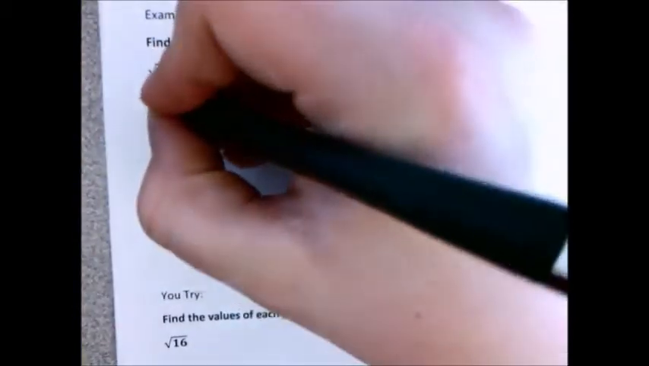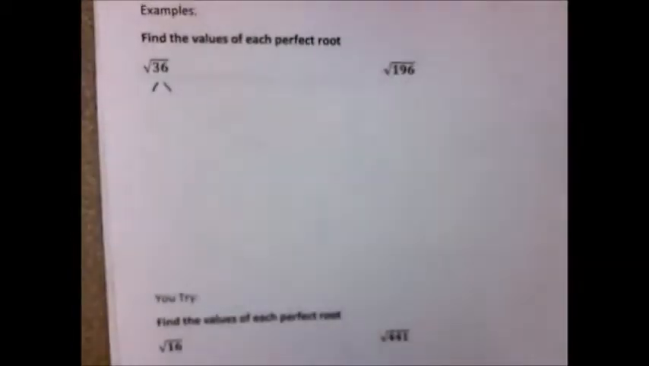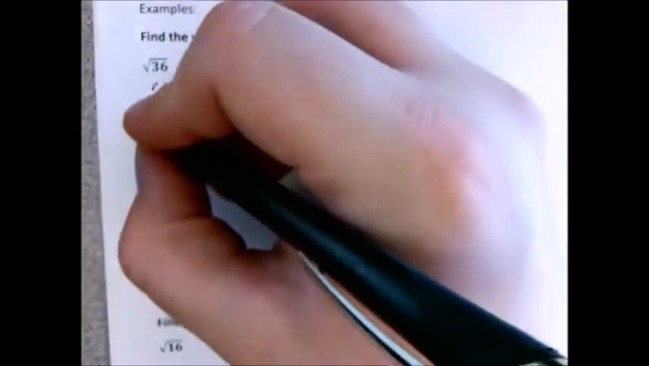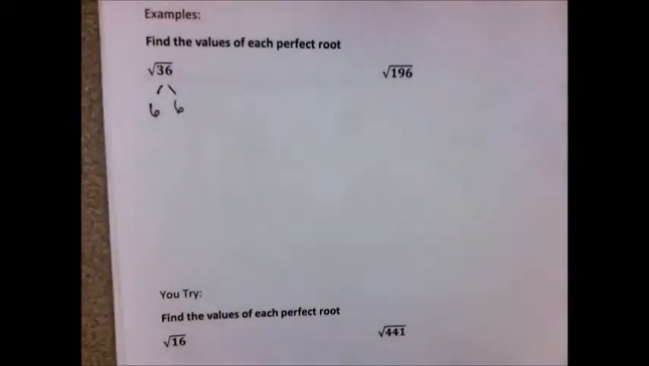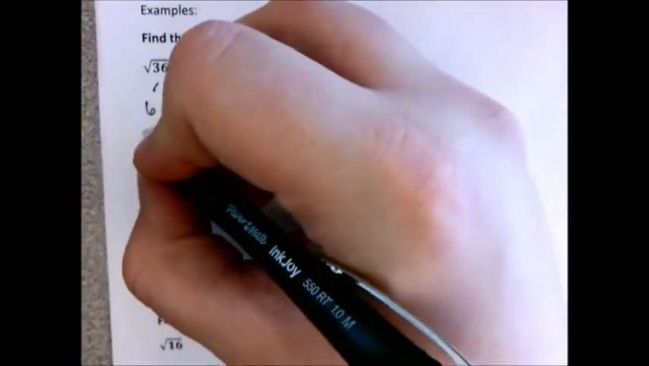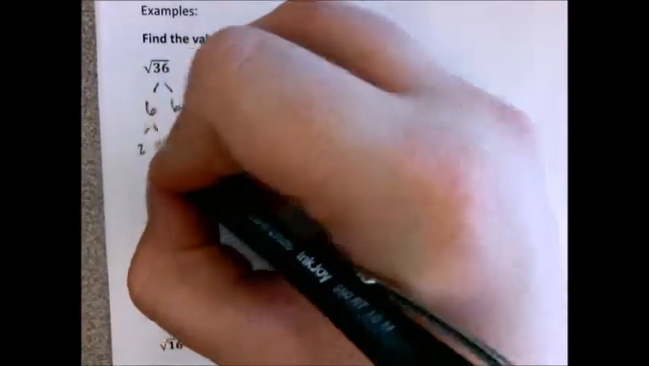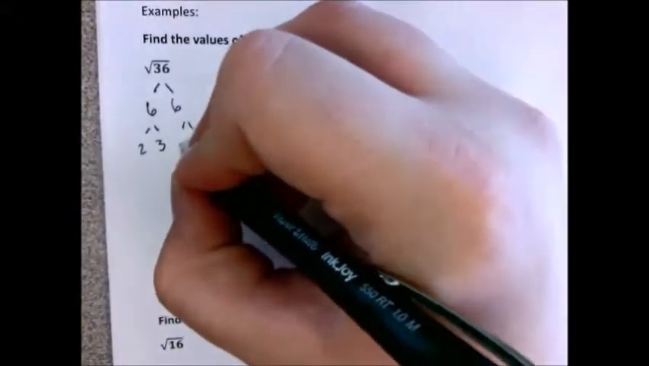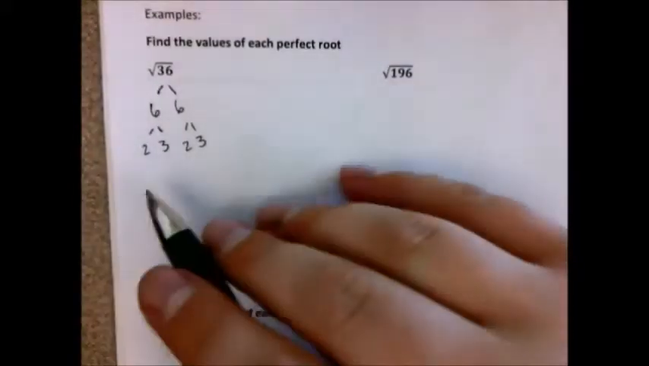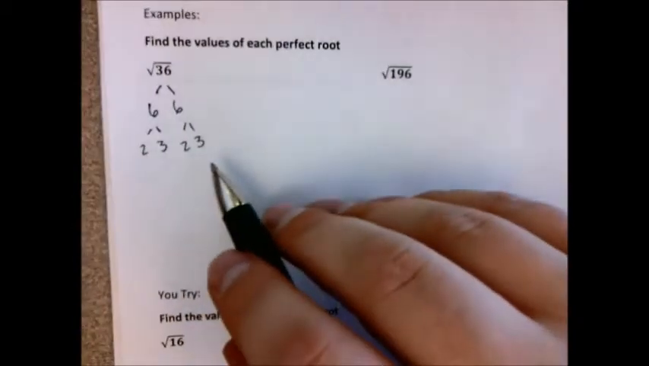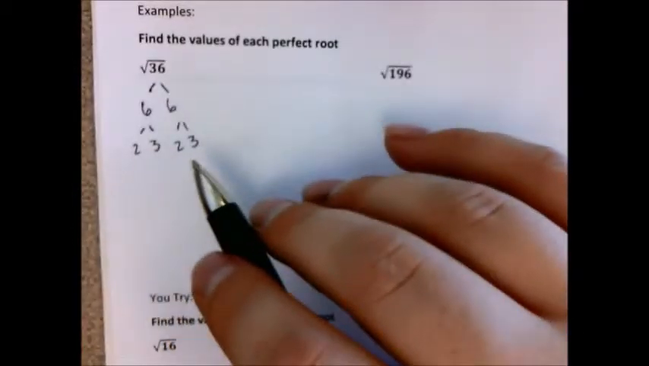So first, let's think of a number that will go into 36. Alright, let's go with 6. 6 times 6 equals 36. Well, let's keep breaking that down. Now, technically we could stop here, but I'm going to keep breaking it down just to get you guys used to the idea of what we're going to be doing later on. I'm going to break this 6 down into 2 and 3. Now, we can't break 2 or 3 down anymore, so we're stopping where we're at.